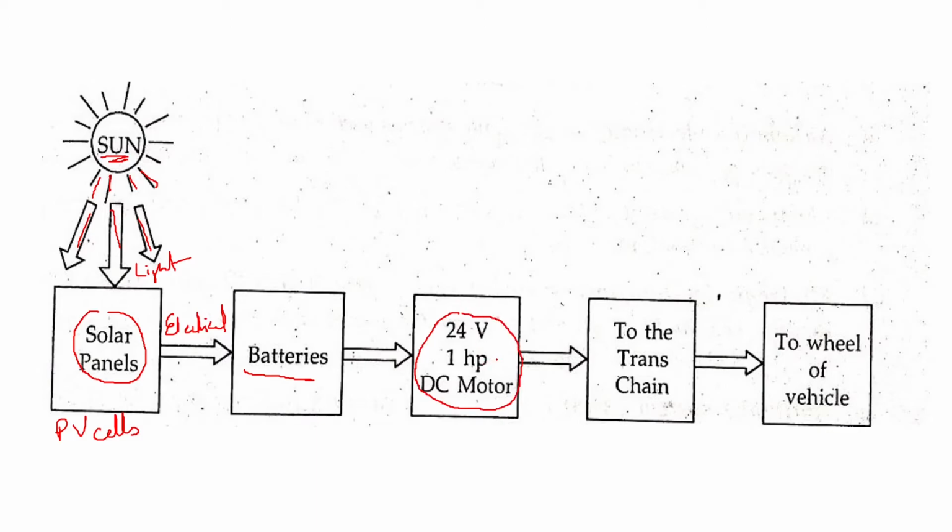Now this DC motor's rotational moment is transferred by a mechanism called a chain sprocket. Now it is transferred to the wheel, that is the rear wheel of your vehicle, and the wheel starts moving. That is how solar energy is converted to electrical energy, and then electrical energy is used by the DC motor to convert it into mechanical energy, and the wheel starts moving. Now, this is what a basic general block diagram of a solar automobile is.